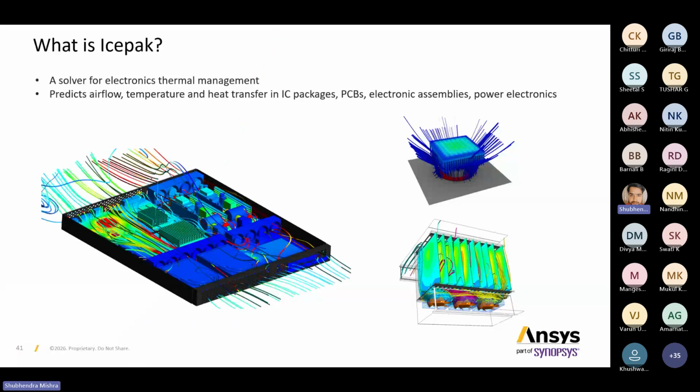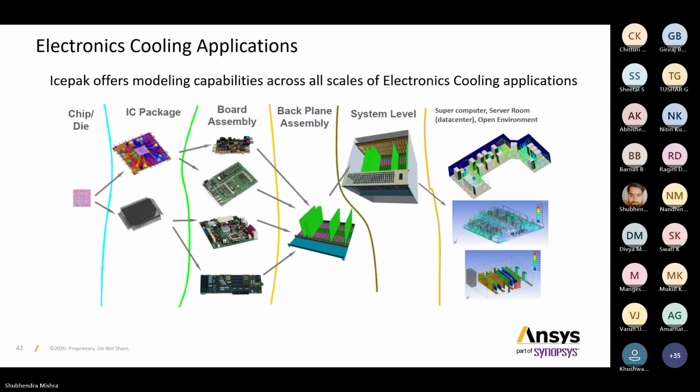What Icepak does is, when we start from the basic system level, we want to predict the airflow, we want to see the heat dissipation at each point, how much overheating is there. All these things we can analyze through the Icepak tool, from chip level to IC packages to board assemblies to backplane assemblies, or the whole system. The best part about Icepak, which makes it different from other tools, is you can do system level simulations, like system level thermal integrations. You can see the whole temperature plots, even of a whole data center, with the help of the Icepak tool.